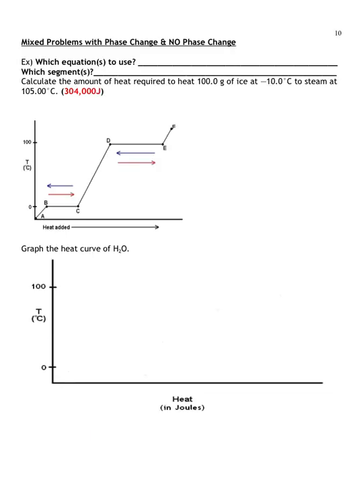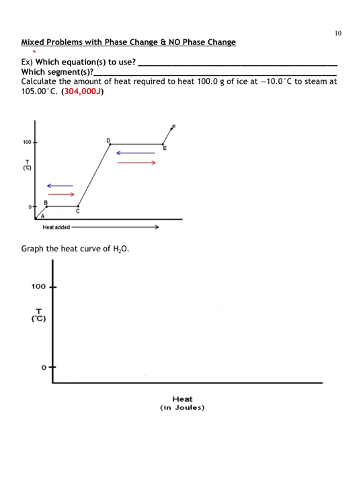Now, you're having mixed problems where you're dealing with phase change and no phase change. So really, it's a series of segments that you're calculating the heat for as you're going through the heat curve. So let's look at this first problem. Calculate the amount of heat required to heat 100 grams of ice at negative 10 degrees Celsius.